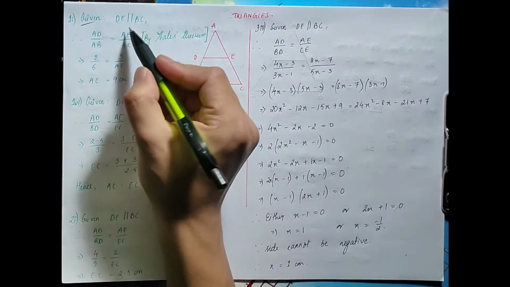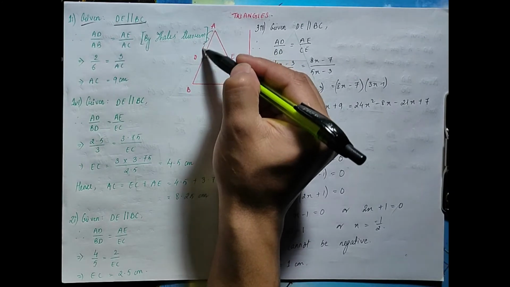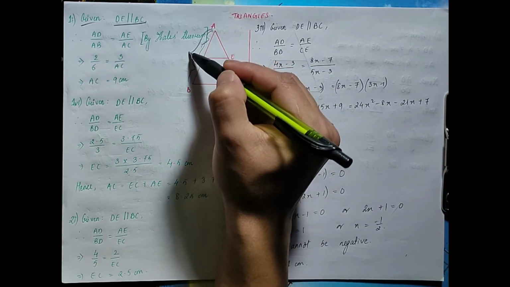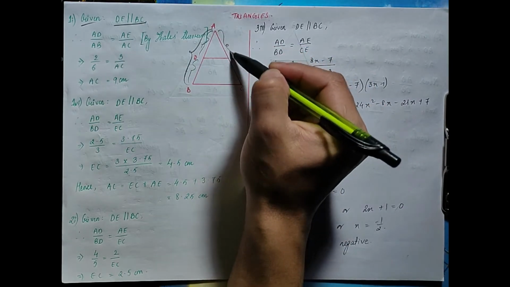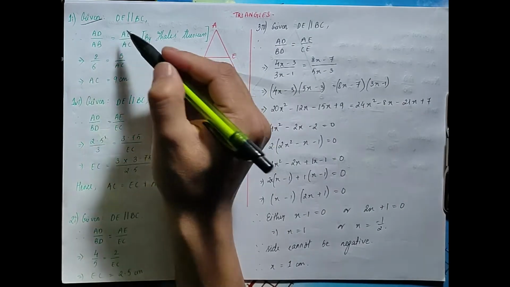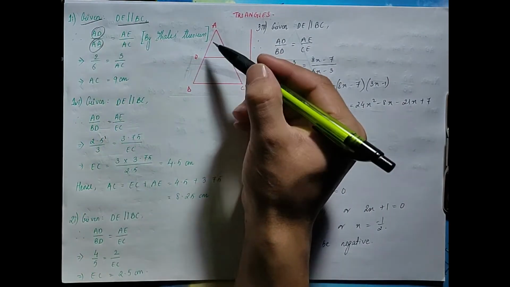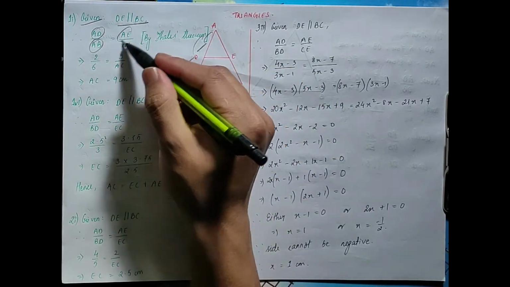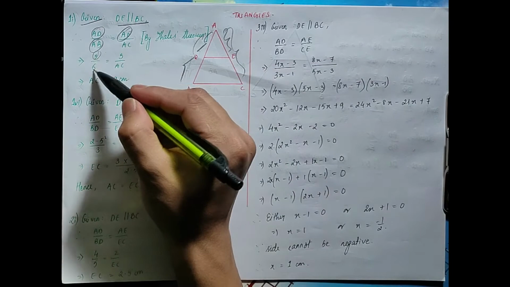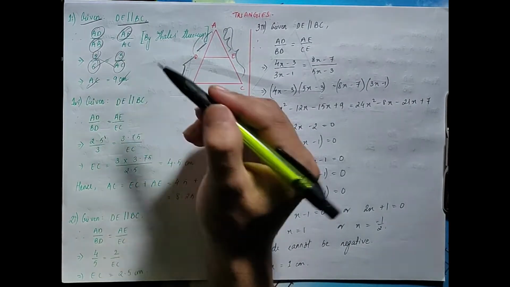So given DE parallel to BC, we know that by Thales theorem, AD by AB is equal to AE by AC. Then if you substitute, you get 2 by 6 is equal to 3 by AC. If you cross multiply, you get AC is equal to 9 cm.